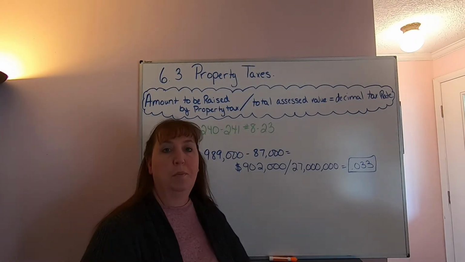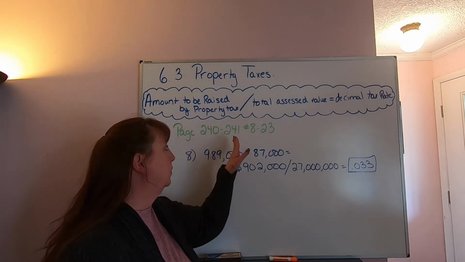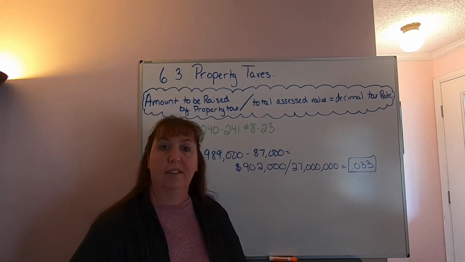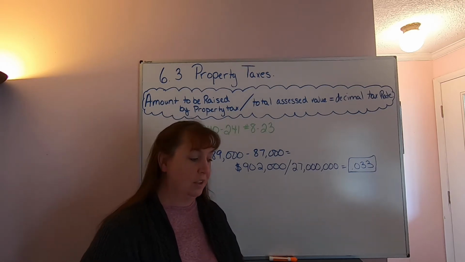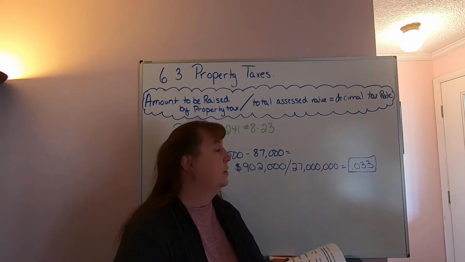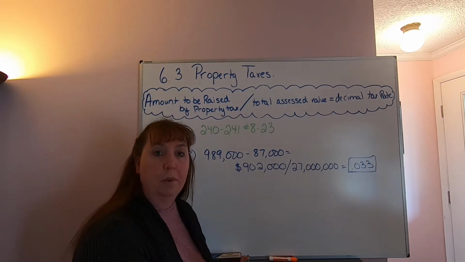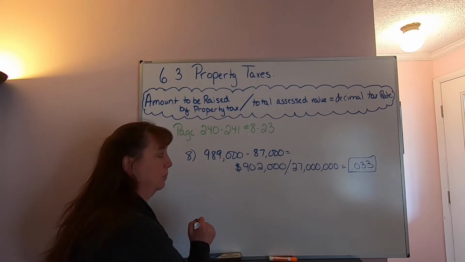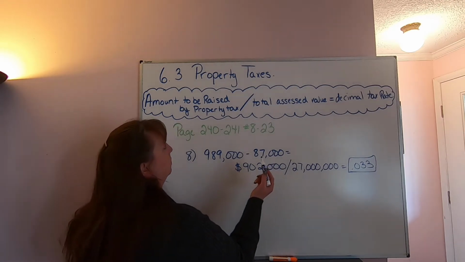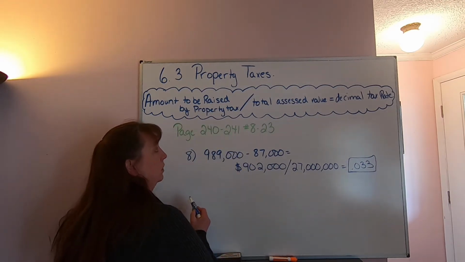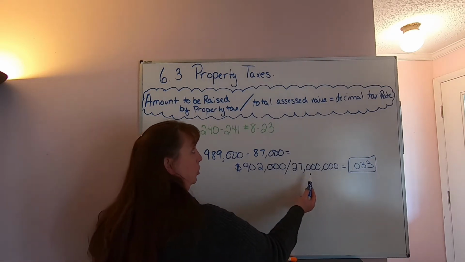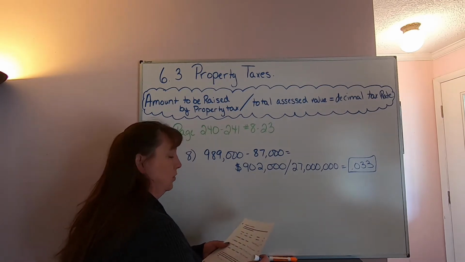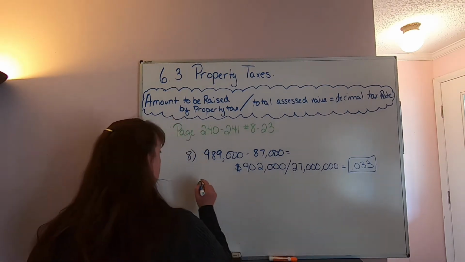Today we're going to go over page 240 through 241, number 8 through 23 in section 6.3 on property tax. We're going to go over your assignment. We already did question number 8 together the other day, and when we subtracted them, the amount of money to be raised divided by the total assessed value gave us our decimal of 0.033. So let's continue on to question number 9.